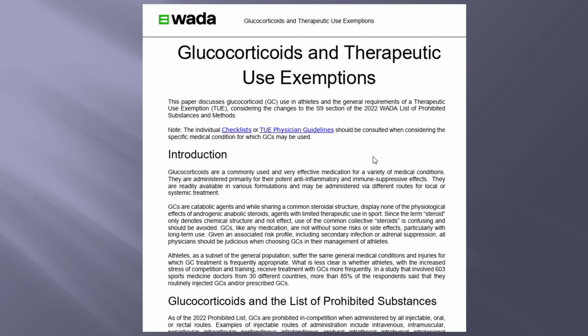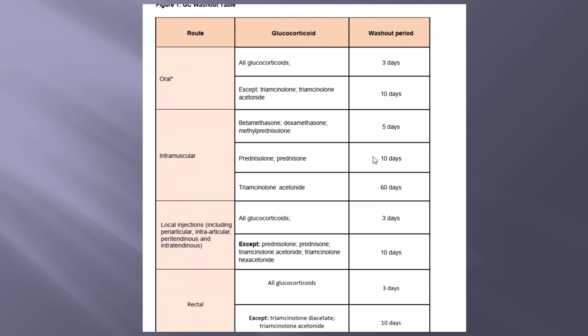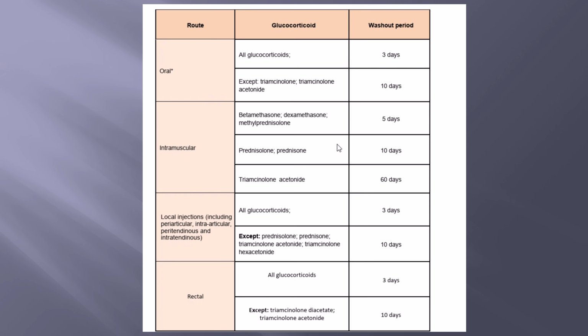As of 2025, this is the current document from WADA's website. So when I download the glucocorticoids and the therapeutic use exemptions document, you can read through the introduction there, obviously, and then scroll down to the glucocorticoid washout table that WADA has published. We want to be aware that we're looking at both the route of administration, and then sometimes specific drugs will have longer washout periods. And on the right-hand side there, that's the minimum amount of time that the athlete would need to stop taking that medication before the competition period, the in-competition period.